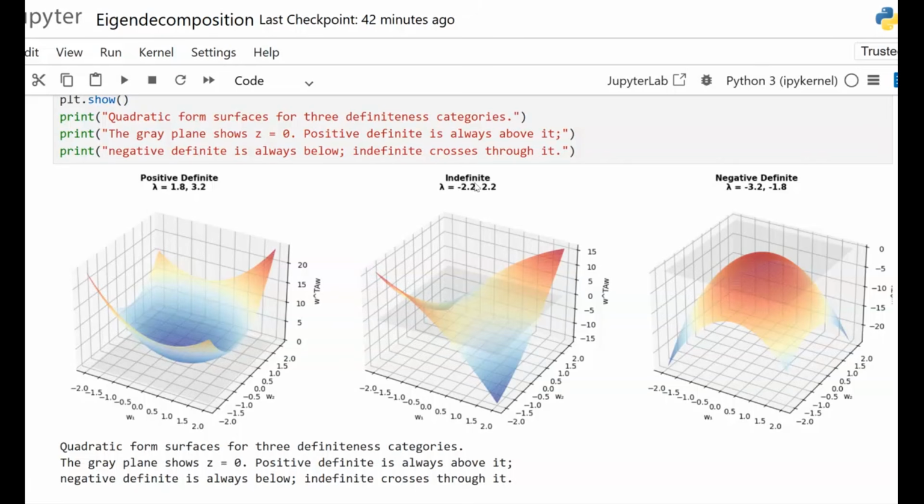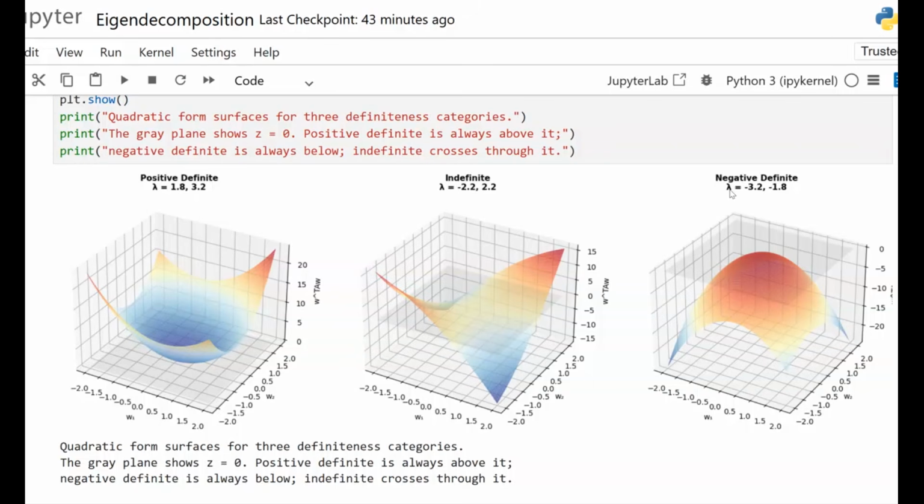Next, the indefinite. Kindly observe the lambda values, -2.2 and 2.2. So here the surface forms a saddle shape. It curves upward in some directions and downward in others. So the surface crosses the gray plane. Kindly observe, this is the gray plane, meaning that the quadratic form is positive for some vectors and negative for others. And the last one is all about the negative definite.